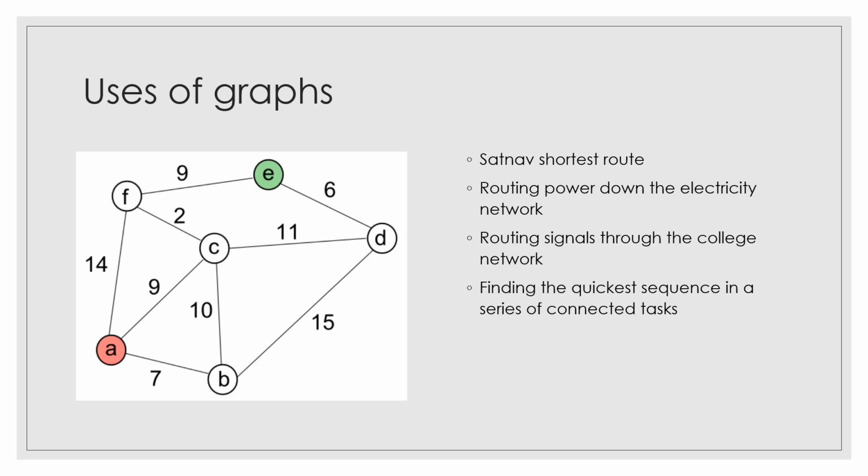Or the college network itself, we could use an algorithm like this to route signals back to the server through the most efficient route. Or, as I say, they could be abstract. It could be an abstract representation of a chemical process or some other sort of process in industry, and the numbers represent how much energy or how much effort or time it takes to transform different products into each other.